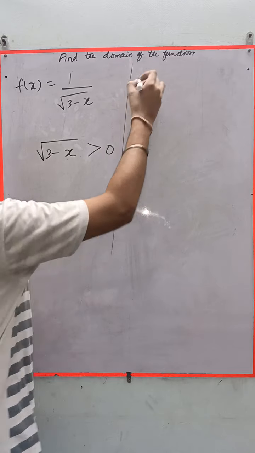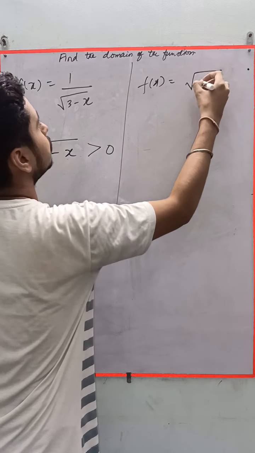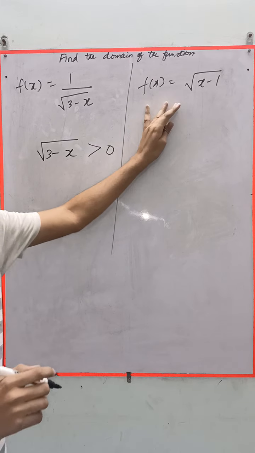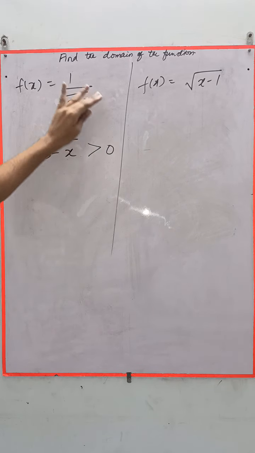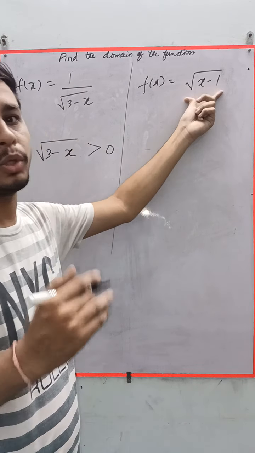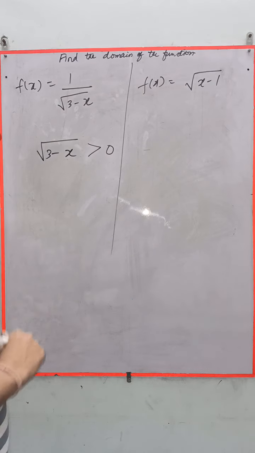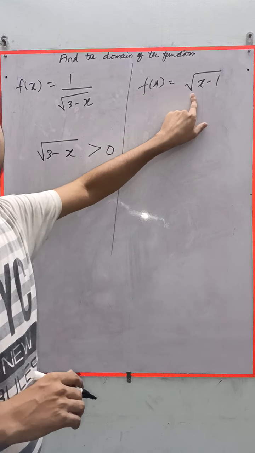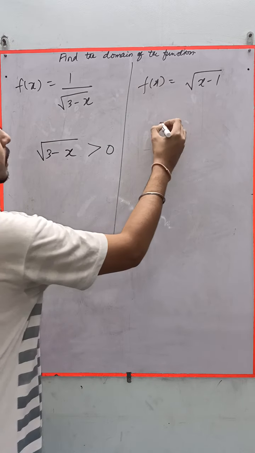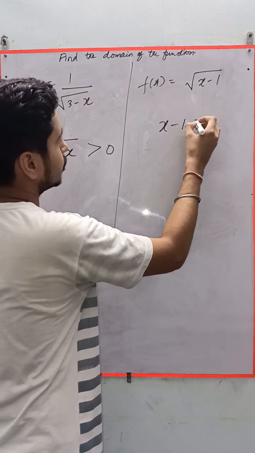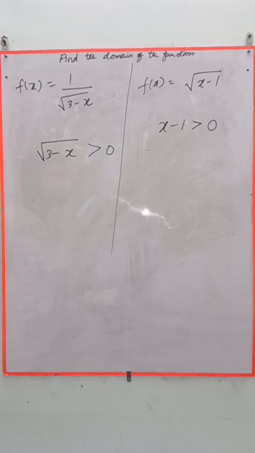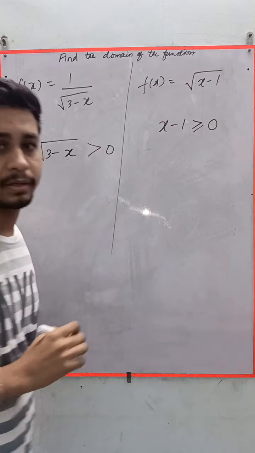Let me just take one question here: under root of x minus 1. Say for example, if this is the question, this is an easy one, right? There is no denominator, so we don't have to think about the f(x) upon g(x) condition. But here, this is an under root, and as I told you, inside the root there should not be a negative sign. So x minus 1 should be greater than 0, right? It could be equal also, doesn't matter.